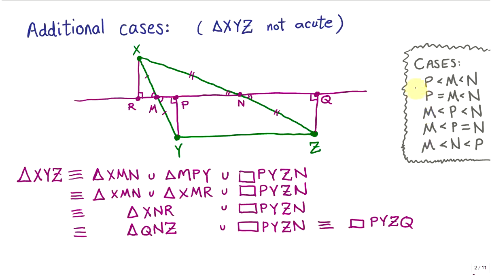The second case is just a simplified version of the first, and the fourth case is a simplified version of the third. So we'll consider cases 3 and 5, and similar to case 1, we'll show that the triangle is equivalent by dissection to the quadrilateral that we get. In this case, where the point P lies between M and N, first we take a look at the triangle XYZ. Now we could break this into 3 regions: the triangle XMN, the triangle MPY, and the quadrilateral PYZQ.